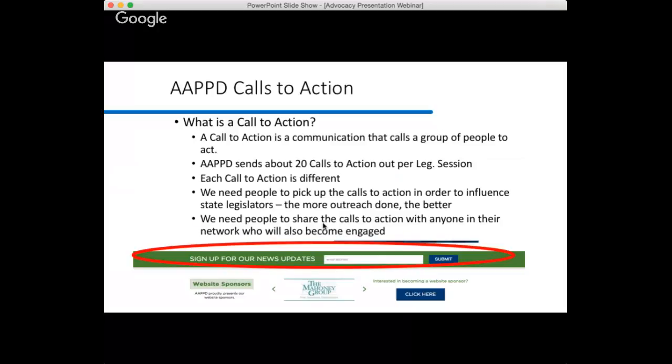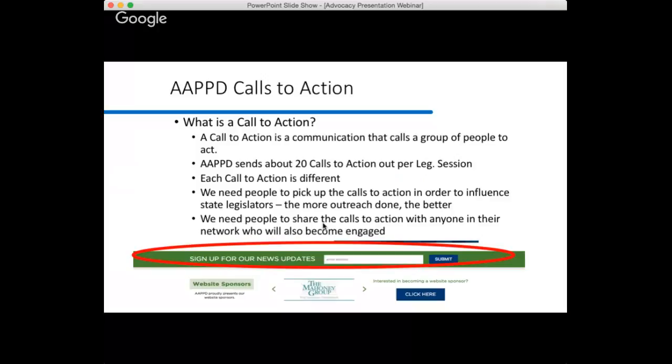So, APAD calls to action. A call to action is a communication that calls a group of people to act. Obviously, that seems very simple, but I want to make sure that you all know that APAD sends about 20 different calls to action out per legislative session, depending on what's going on. And each call to action is different. So we're not sending out the same things over and over again. We are asking people to pick up that call to action every single time we ask. And we need people to pick up those calls to action in order to influence state legislators. So the more outreach is done, the better.